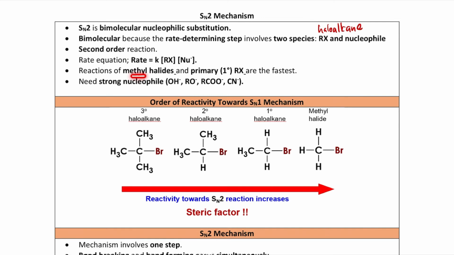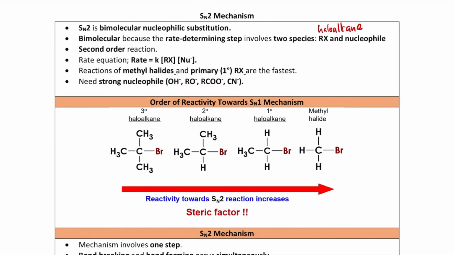Okay, so reaction of methyl halide and primary haloalkane are the fastest. Okay, so kalau SN2 dia terbalik lah dengan SN1. SN1 tadi dia prefer tertiary. Okay, sebab carbocation dia paling stable. But for SN2 tak, dia prefer methyl halide ataupun primary haloalkane. Sebab reactivity dia paling cepat lah. Okay, and then need strong nucleophile. Okay, untuk SN1 dia tak kisah strong ke weak nucleophile. But for SN2, dia mesti strong nucleophile. And example of strong nucleophile before this kita dah jumpa.